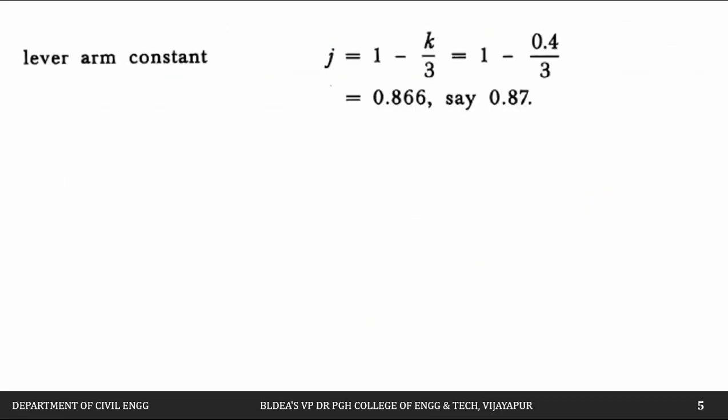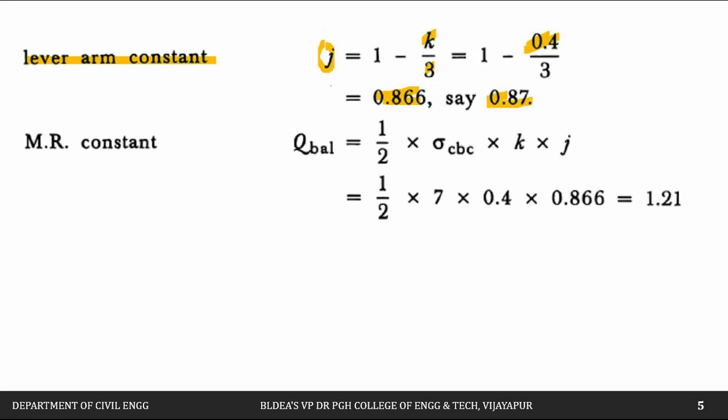Next we will try to calculate the lever arm constant, that is j. j is equal to 1 minus k divided by 3. k already we have calculated, that is 0.4. 1 minus 0.4 divided by 3 will be 0.866 or approximately 0.87. Next we will try to calculate the moment of resistance constant, that is Q balanced. Already this formula we have seen, that is half sigma CBC multiplied by k into j. Just now we have calculated k and j, and sigma CBC we know. If you substitute here, that is 7, 0.4 and 0.866, we get the value as 1.21. That is the moment of resistance constant.